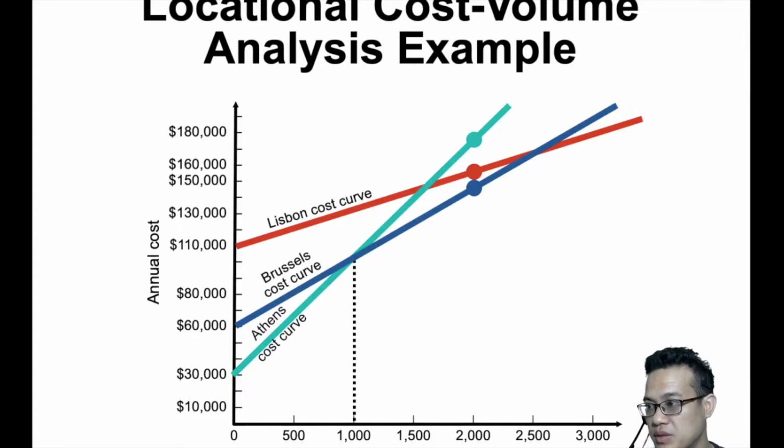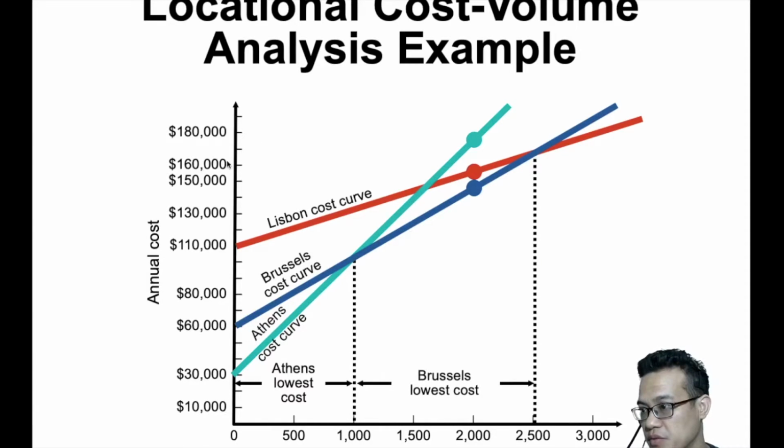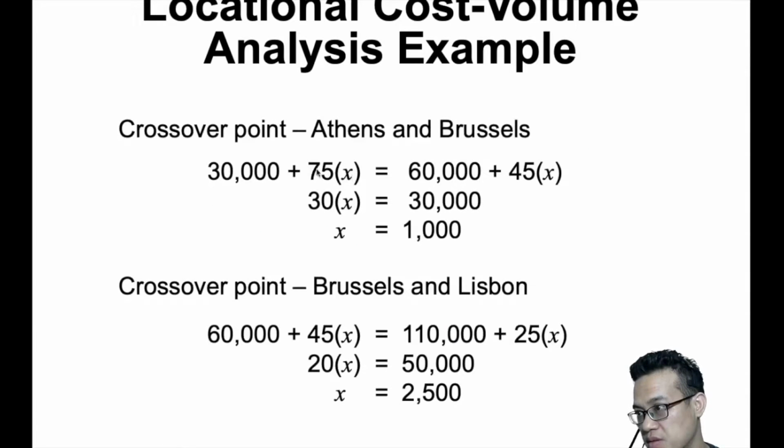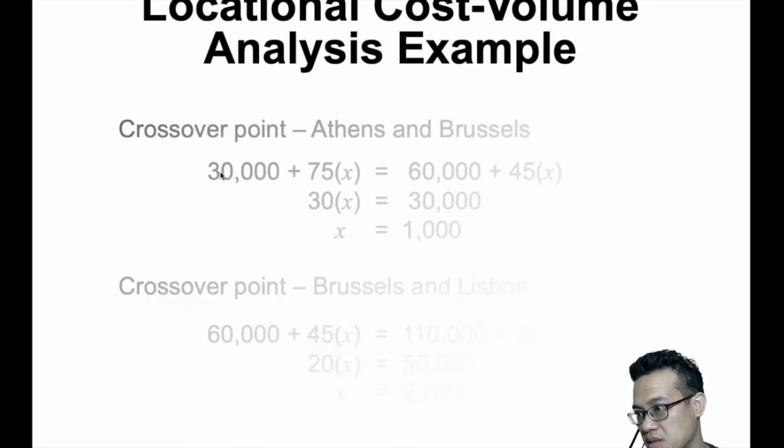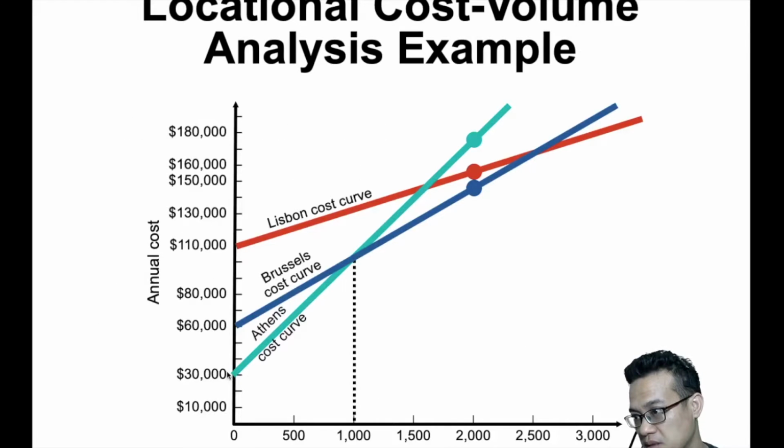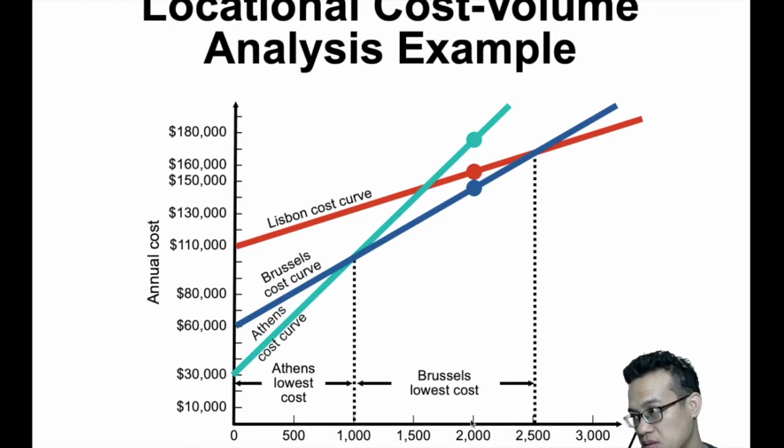So if you put it into graph form, this is how it looks like. How to draw this curve is, when x is equal to 0, you will get the starting point for each curve. So for example, for Athens here, if x equals 0, 75 times 0, so it begins with 30,000. As you can see here, the starting point is 30,000, and then you try to put in, let's say, 2,000, into the equation of Athens, you will find the next point, and then you draw a straight line. Same for the others as well.